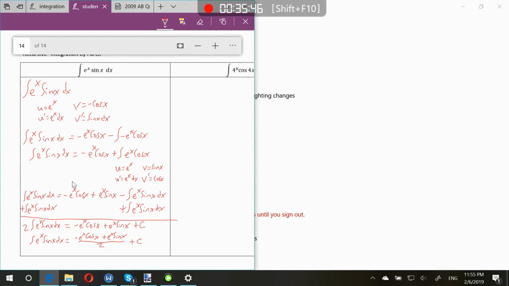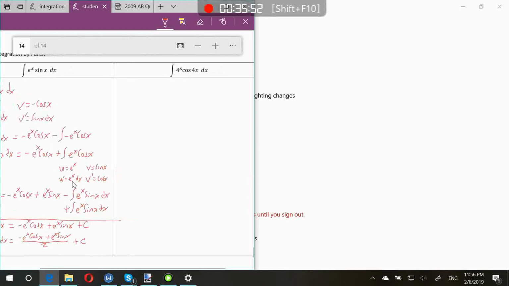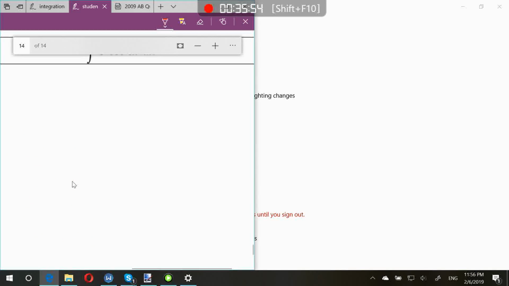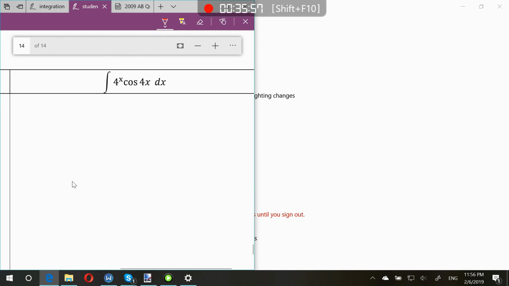Okay, last problem for today is going to be the same idea, but a little bit trickier with our constants. So last problem. I want to integrate 4 to the x times the cosine of 4x. Once again, I've got an exponential function and a trig function, so no matter which one you pick, we'll be stuck in an infinite loop.